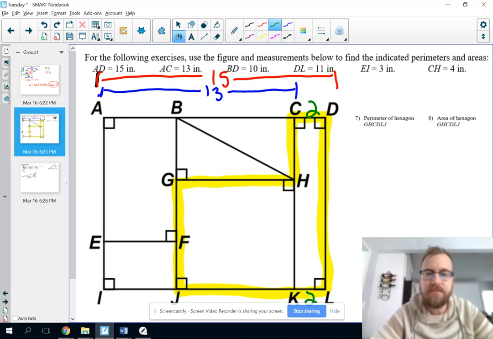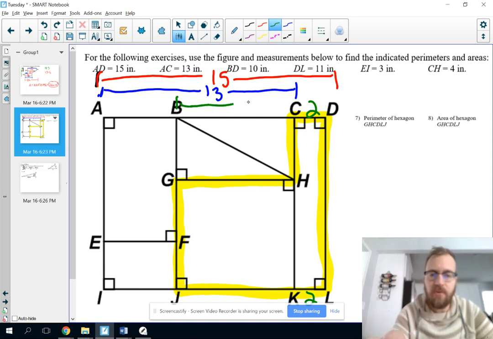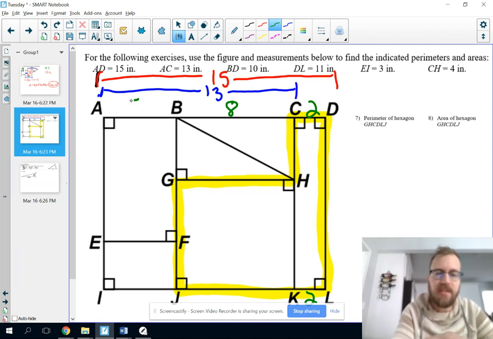KL would be 2. Next piece, we know that BD is 10. So if we know this whole piece right here is 10, segment addition postulate, we can do 10 minus 2 to give us BC. So 10 minus 2 leaves us with 8. And then if we know that AC, highlighted in blue there, is 13, and we know BC is 8, 13 minus 8 can give us AB. So we have all of those pieces on the top now.